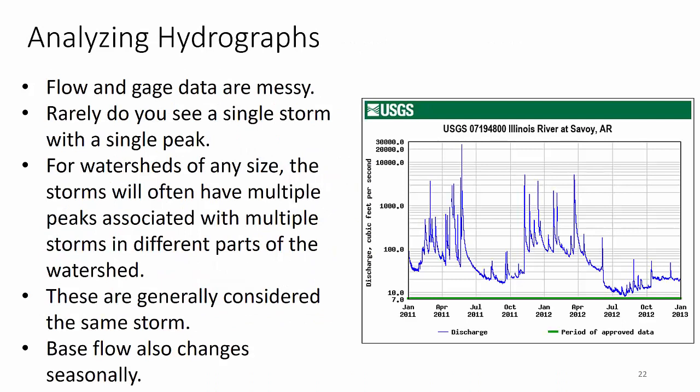Flow and gauge data are messy because the world is messy and it doesn't care about your convenience. Rarely do you see a single storm with a single peak. For watersheds of any size, the storm will often have multiple peaks associated with multiple storms in different parts of the watershed. And that's fine.